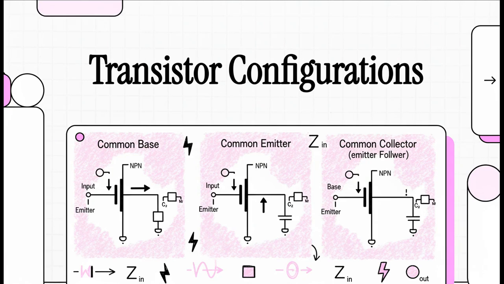Welcome to The Explainer. Today we are diving deep into the absolute cornerstone of modern technology, the transistor. We're going to explore how this one tiny component can have three totally different personalities, and how just changing up its connections unlocks a whole new set of powers.